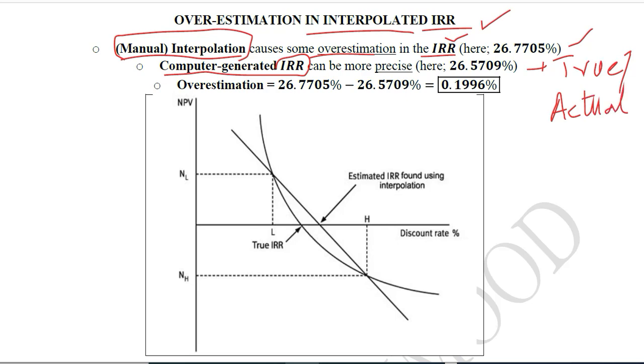So that would be this. You can see that there is a difference. Overestimation can definitely be calculated, between the interpolated IRR and the true or actual or computer generated IRR. So this is the level of overestimation in our answer, due to which the NPV was not equal to 0 when we tried to verify it.